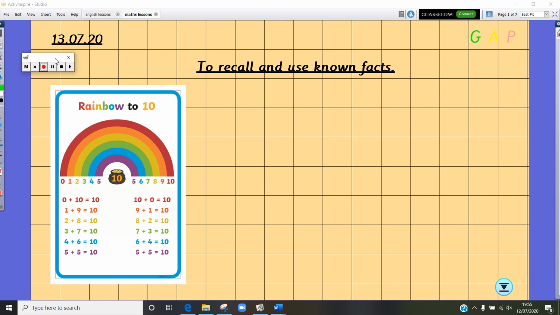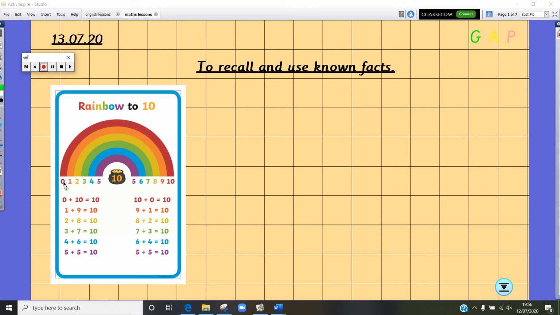So we're going to have a look at recalling and using known facts today to see if we can dust off our brains and remember our number bonds to 10 and 20. And later on in the week, we're going to look at using those to find facts to 100. So on the board here, you can see that I have got a little rainbow chart that helps us with our number bonds to 10.